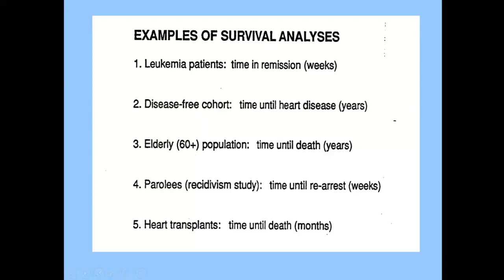You could have an elderly population. Ooh, 60 plus, is that elderly? Well, I've got to be careful there, because some people around here are way past that. Okay, but if you're dealing with a so-called elderly population, it could be your outcome is death, time until they die. You could be interested in death even if it's not an elderly population.